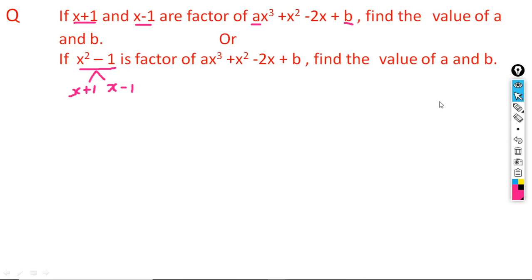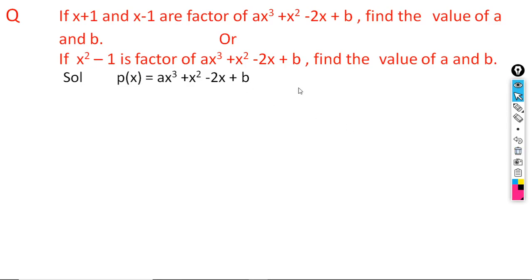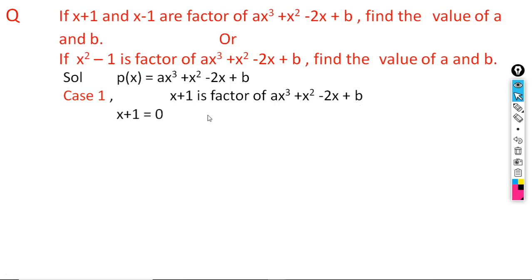First step, we consider the polynomial as p of x. In the first case, as I told you earlier, x plus 1 is a factor of this polynomial. Since x plus 1 is a factor of the given polynomial, we substitute x plus 1 equal to 0, finding x as minus 1. And this is the important statement. According to the question, p of minus 1 equals 0, because x plus 1 is a factor of this polynomial.